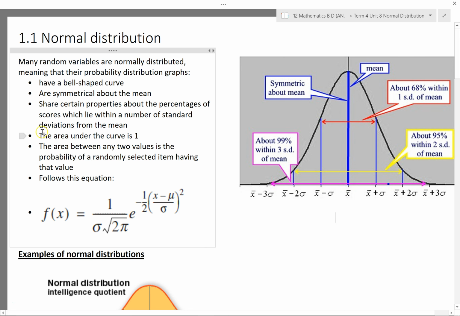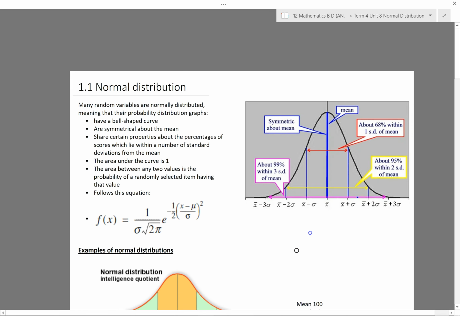Some other things: the area under the curve is 1. So if I calculate the area of this whole section, it is 1, and the area between any two values is the probability of it being selected. That's just your normal probability distribution histogram property, but we'll look at that. A normal distribution does follow this equation. We don't need to memorize this equation, but know that it exists.